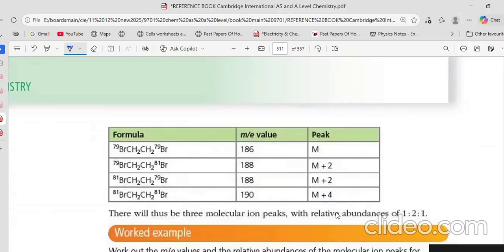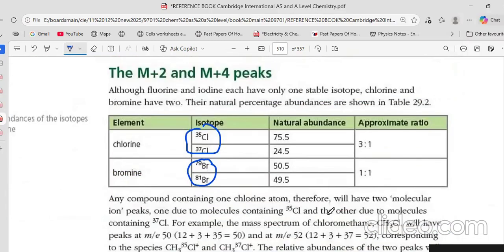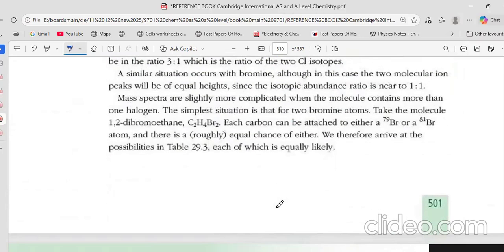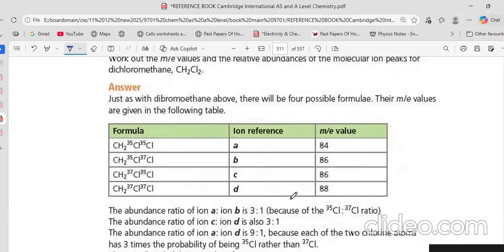Like here, this is M plus 2, because there's an 81 and a 79. With 79 and 81 you will have M plus 2, with 81 and 81 you will have M plus 4, and 79 and 79 will be just M. So we can find out by the M, M plus 2 and M plus 4 peaks, and also this relative abundance will give us a 1:1 ratio or 3:2. It will help us identify whether we have bromine or what. Like here, you can find the relative abundance A to B is 3:1.